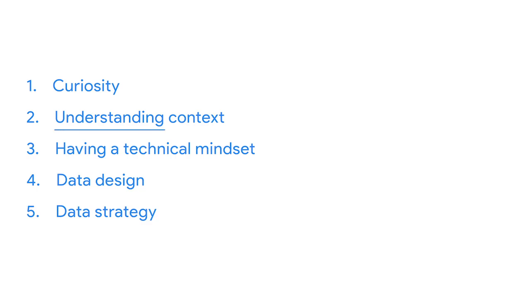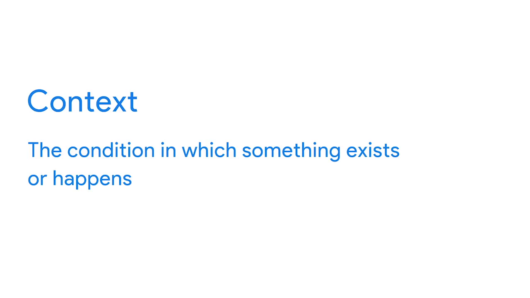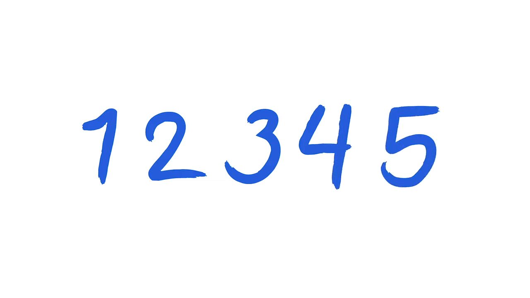Now, think about understanding context. Context is the condition in which something exists or happens. This can be a structure or an environment. A simple way of understanding context is by counting to 5. 1, 2, 3, 4, 5. All of those numbers exist in the context of 1 through 5.